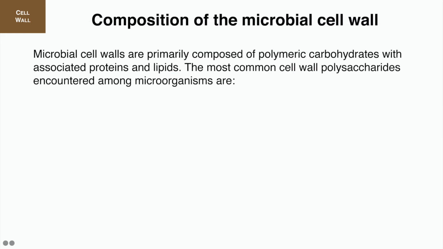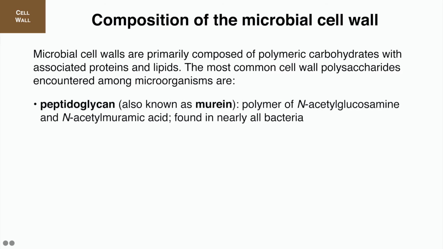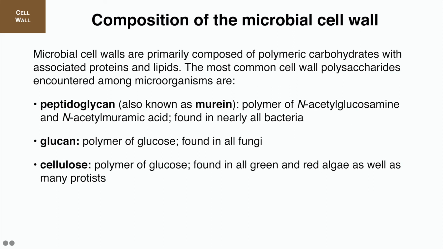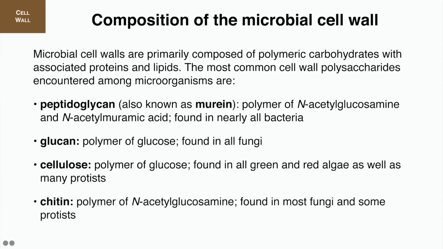Microbial cell walls are primarily composed of polymeric carbohydrates with associated proteins and lipids. The most common cell wall polysaccharides encountered among microorganisms are peptidoglycan, which is a polymer of N-acetylglucosamine and N-acetylmuramic acid and found in nearly all bacteria; glucan, which is a polymer of glucose and found in all fungi; cellulose, which is a different polymer of glucose and found in all green and red algae as well as in many protists; and chitin, which is a polymer of N-acetylglucosamine and found in most fungi and some protists.